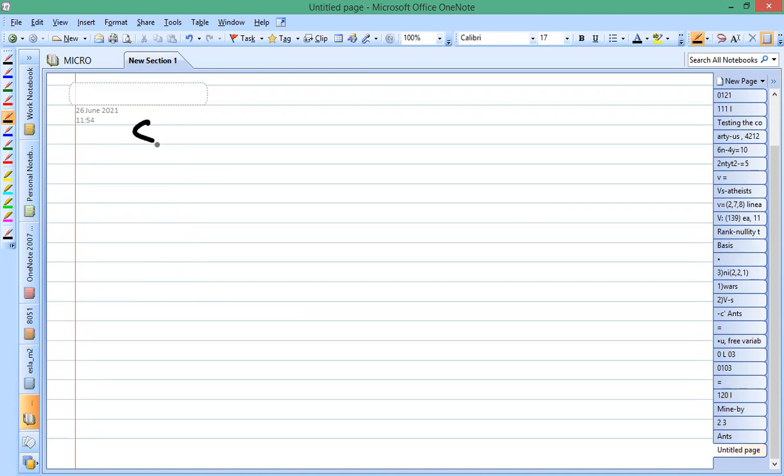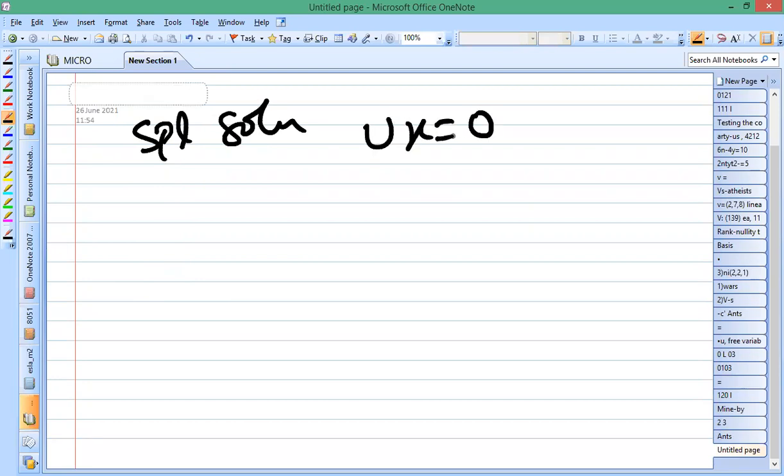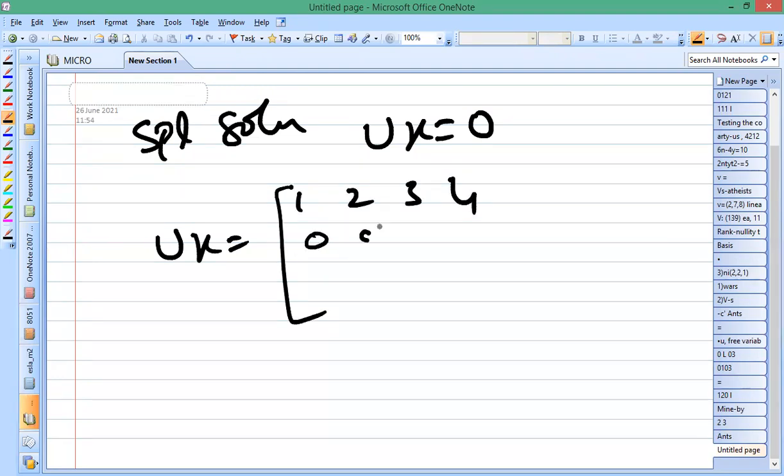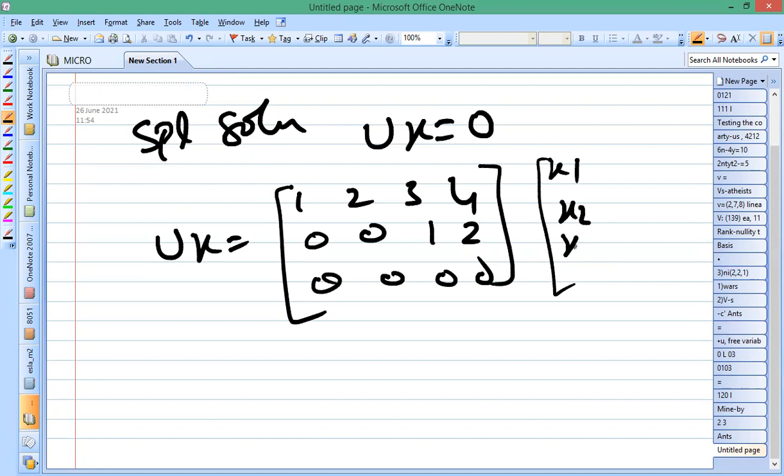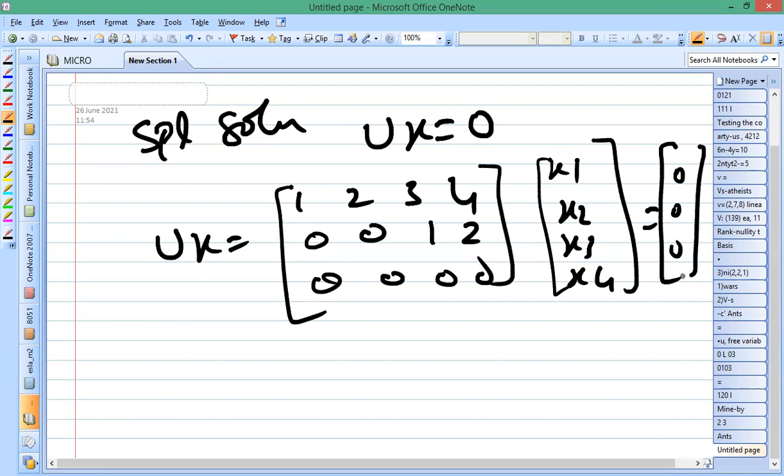Find the special solution to Ux is equal to 0. That is, U is given as 1 2 3 4, 0 0 1 2, 0 0 0 0, and x1 x2 x3 x4 is equal to 3 zeros. So for this, let us find the special solution. When you ask for the special solution, it is nothing but the null space. That is, for equating to 0, you have to get the equation.